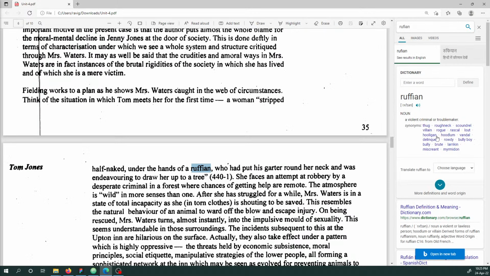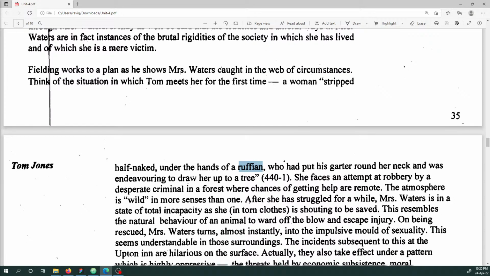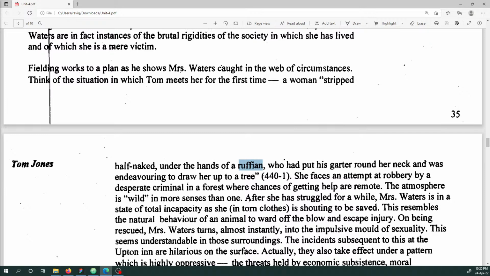Ruffian. Hands of a ruffian who had put his garter round her neck and was endeavoring to draw her up to a tree. She faces an attempt at robbery by a desperate criminal in a forest where chances of getting help are remote. The atmosphere is vile in more senses than one.